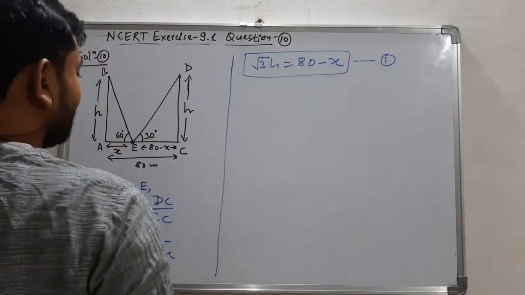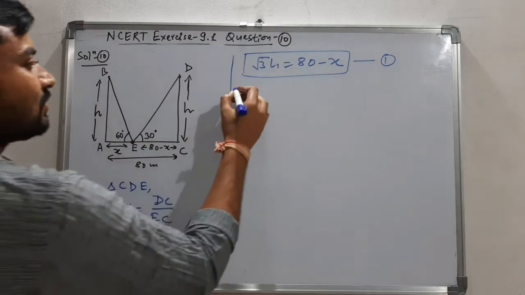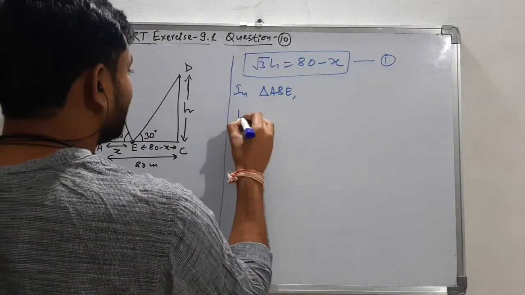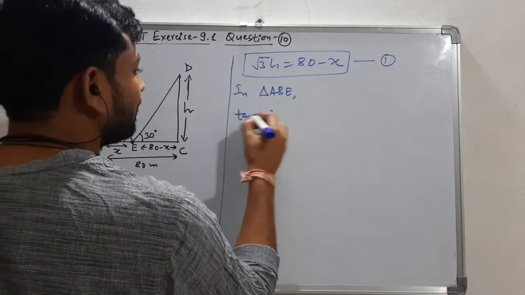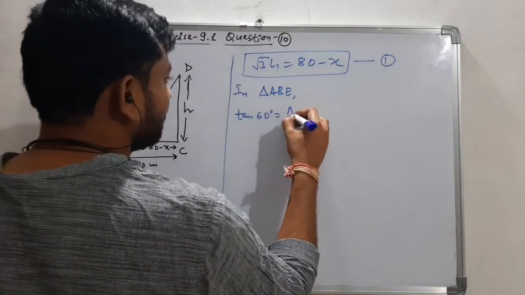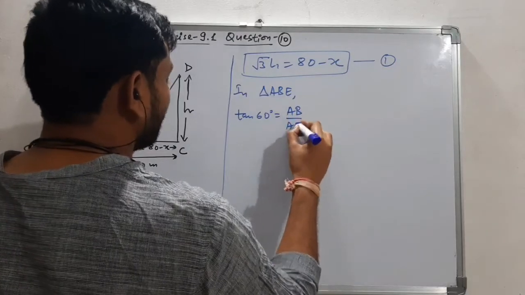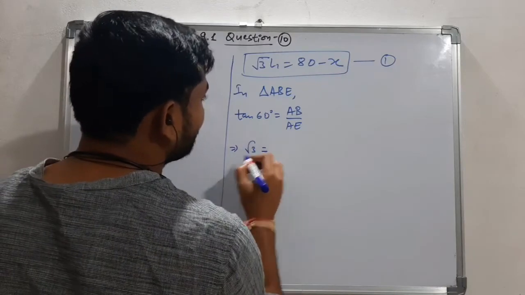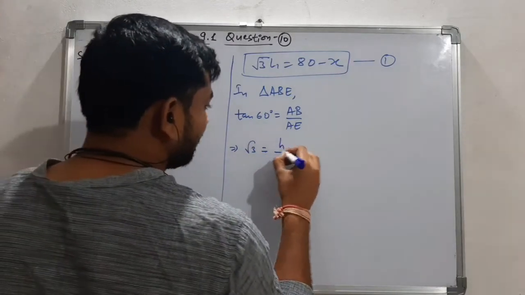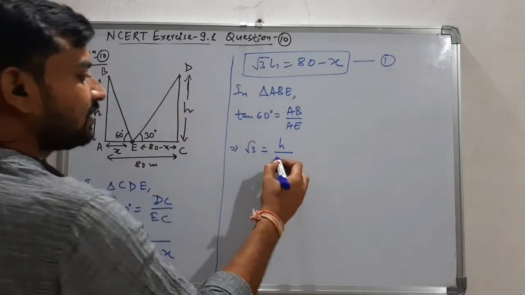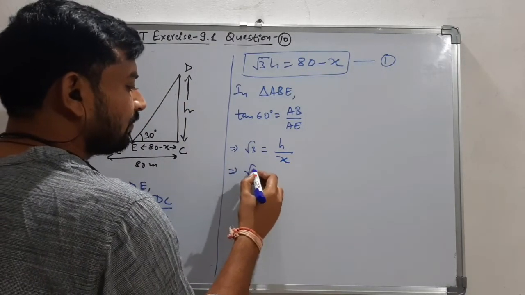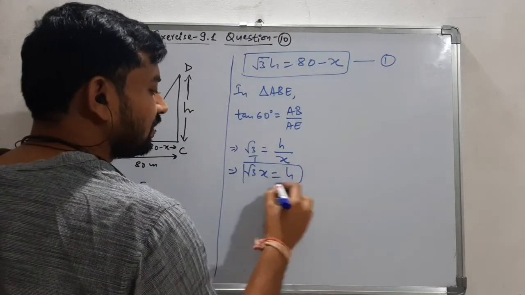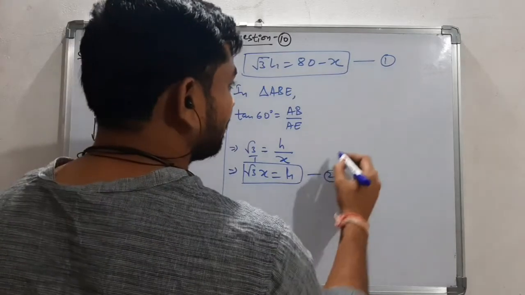Now let us consider the other triangle, that is ABE. So in triangle ABE, the angle is 60 degrees now. So tan 60 is perpendicular, that is AB upon AE. Here the value of tan 60 is root 3. AB is the same, that is the height of the pole, and AE we have taken as x. So from here root 3x is coming out to be equal to h. This is our second equation.